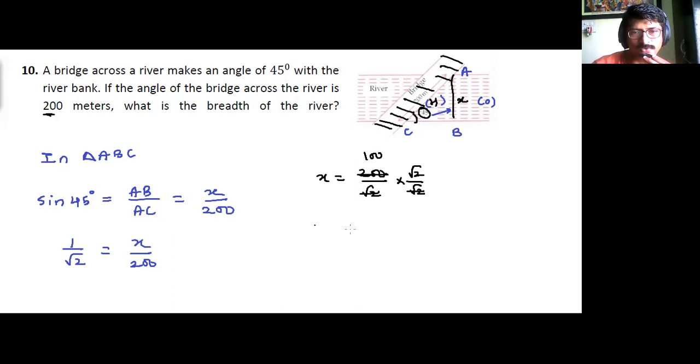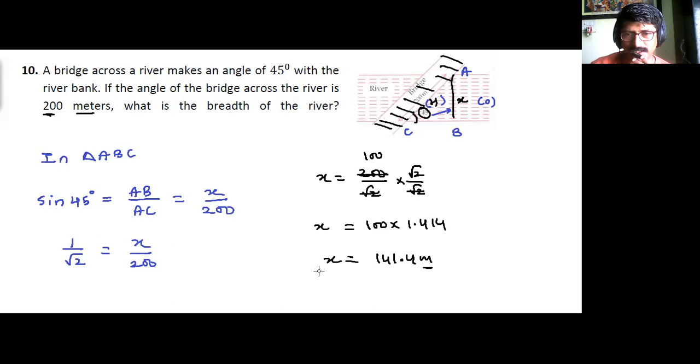Now what is the value of root 2? So 100 into 1.4142, also you can write. So if we just shift these two dots, it will become 141.4 meters. And of course it has to be meters, isn't it? So that's the reason I have written the units. I hope you notice that.